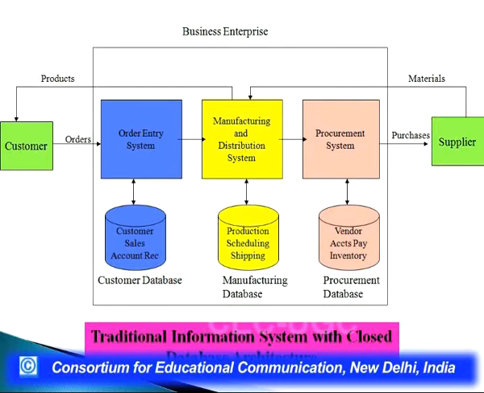But imagine that all this information you are talking about is only about the order system, manufacturing and distribution system, and procurement system. This is just one segment of this vendor enterprise. The same kind of segment can be interlinked with other activities also.